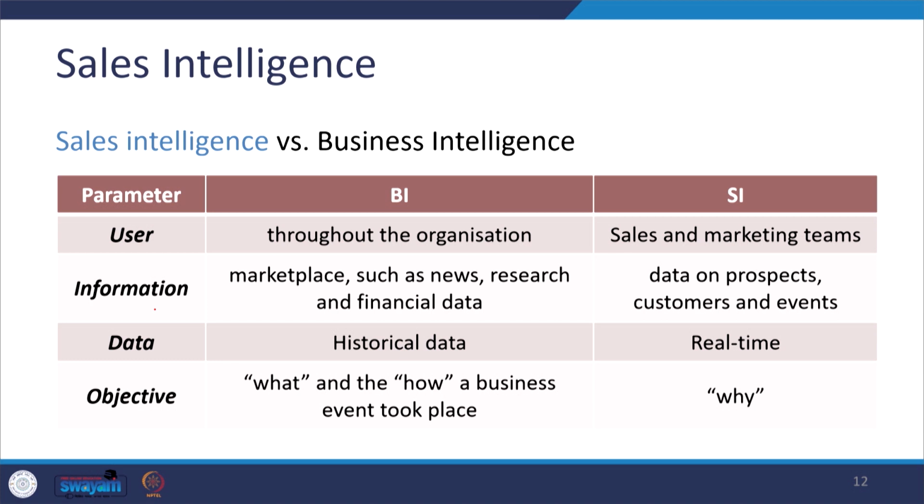Data that is stored in business intelligence is mostly historical data, whereas a sales intelligence tool deals with real-time dynamic sales data about your prospects and customers. As an objective overall, business intelligence talks more about what and how a business event took place, whereas sales intelligence software goes one step further and tries to answer the question why a particular event took place. So, those are the key differences between sales intelligence and business intelligence.